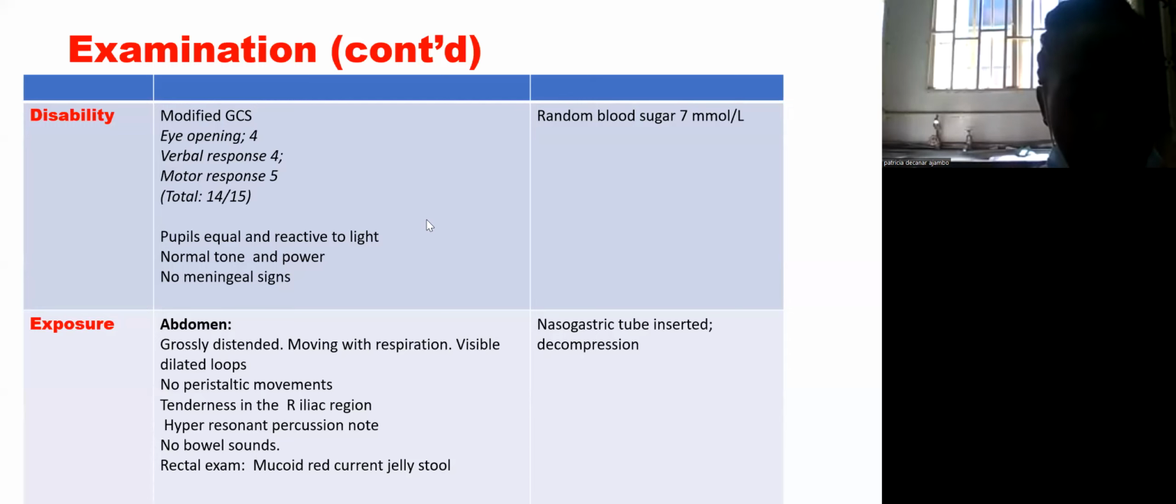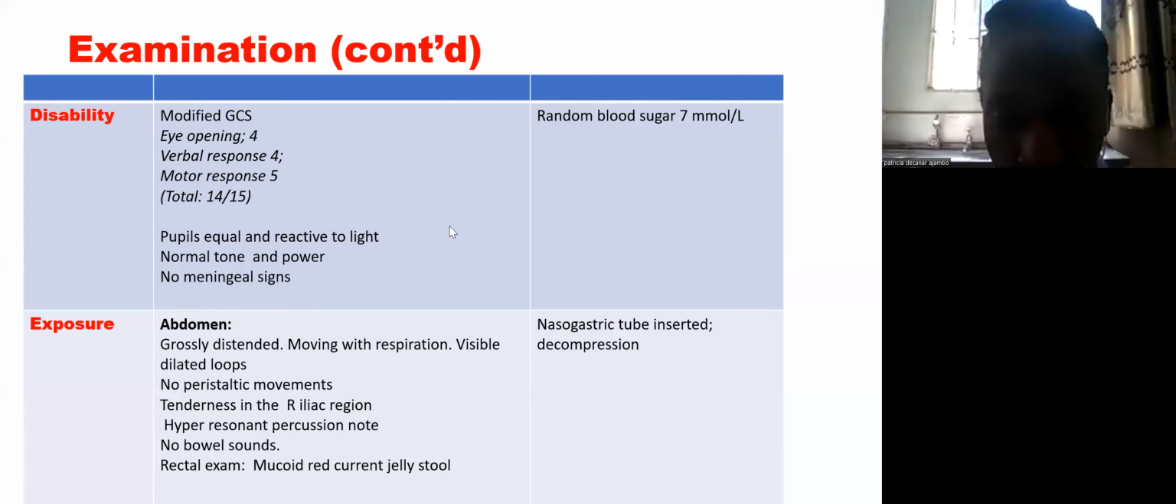On exposure, the abdomen of the child was grossly distended, moving with respiration, and had visible dilated loops. There was no visible peristaltic movement. He had tenderness in the right iliac region, and a hyperresonant percussion note with no bowel sounds. The digital rectal exam revealed mucoid red currant jelly stool.